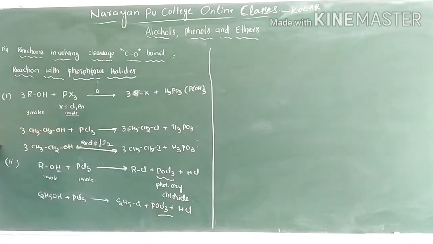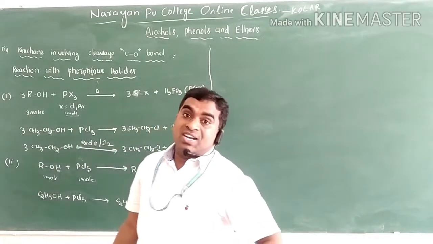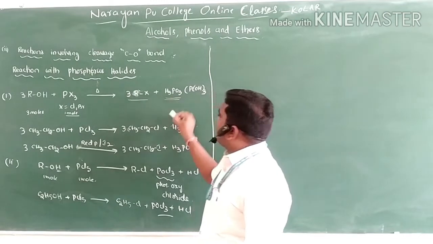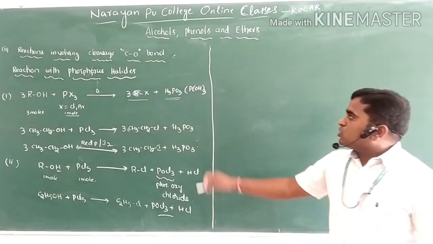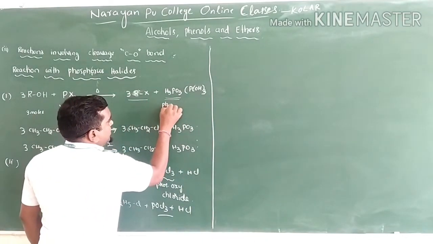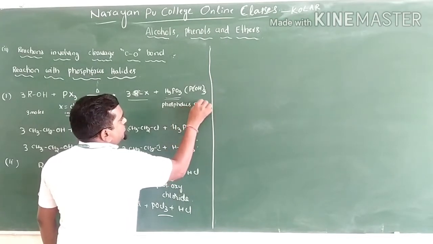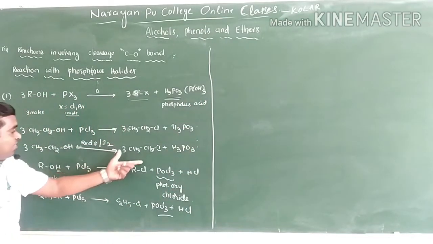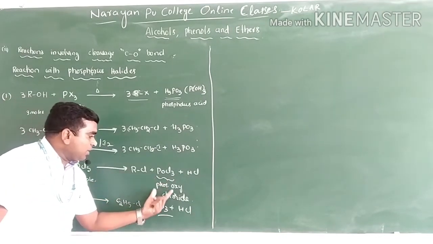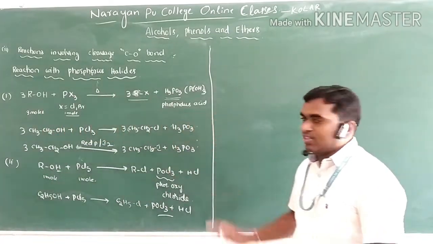Okay? So sometimes they will ask: when alcohol reacts with phosphorus trihalides, along with the alkyl halide, what is the product you will get? You will get phosphorus acid. This is what we call phosphorus acid. And when alcohol reacts with PCl5, along with the alkyl halide, you will get phosphorus oxychloride. Those are the products. Sometimes they may ask in this way also.